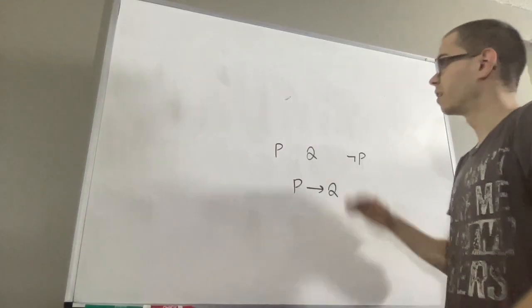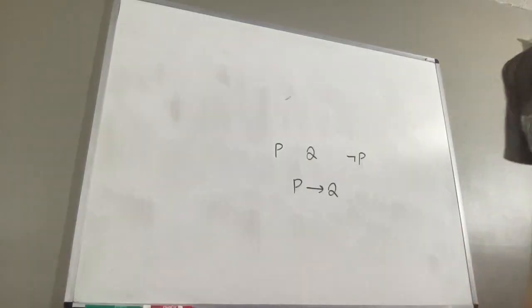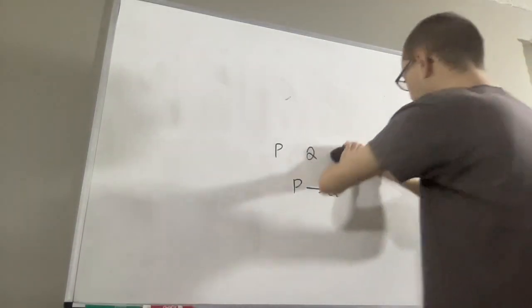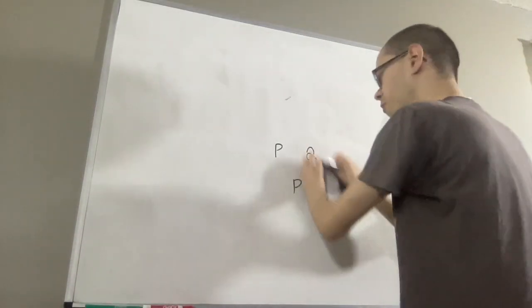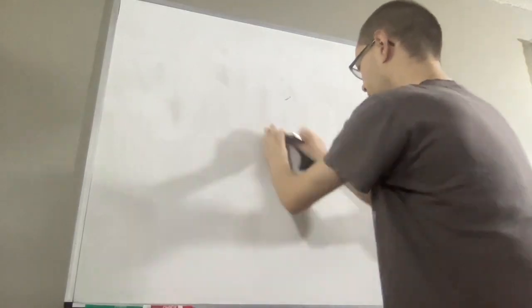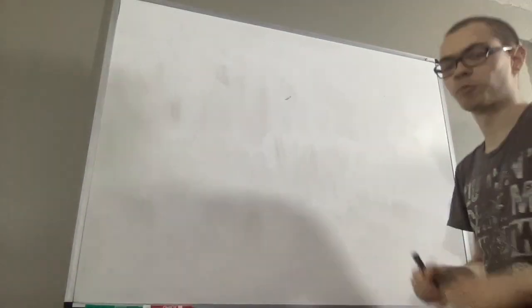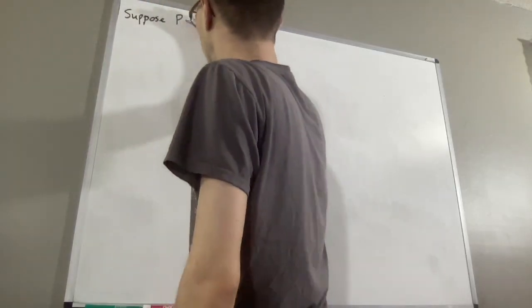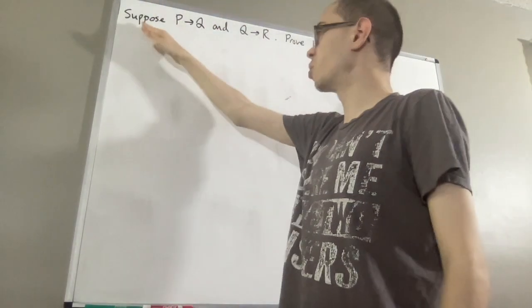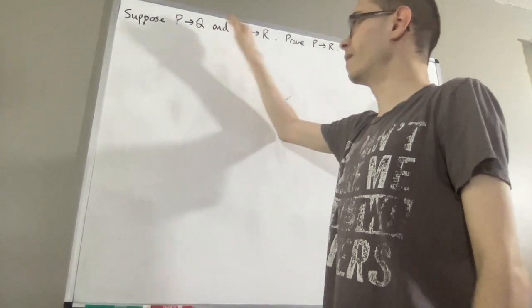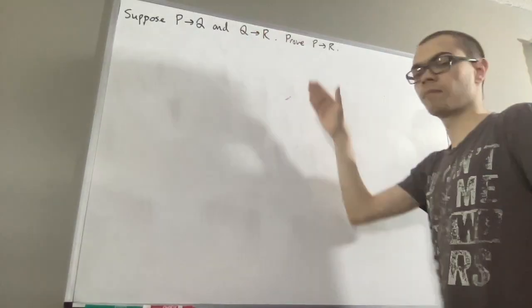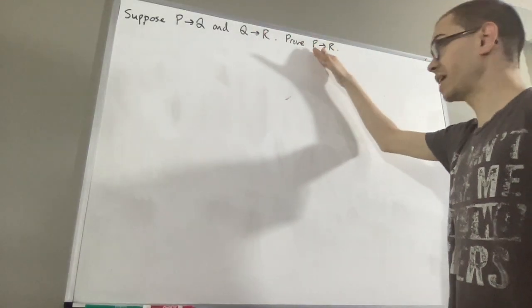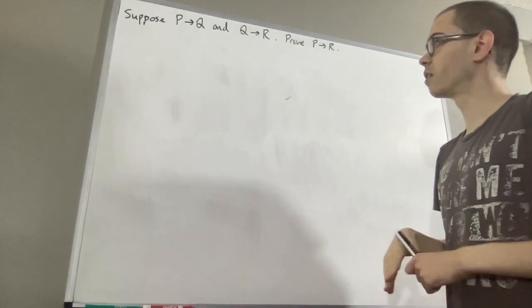So, now let's look at some example problems. These example problems that we're going to be looking at come from Daniel Velleman's book, How to Prove It. Here is our first example problem that we're going to do. Suppose if P, then Q, and if Q, then R. Prove if P, then R.